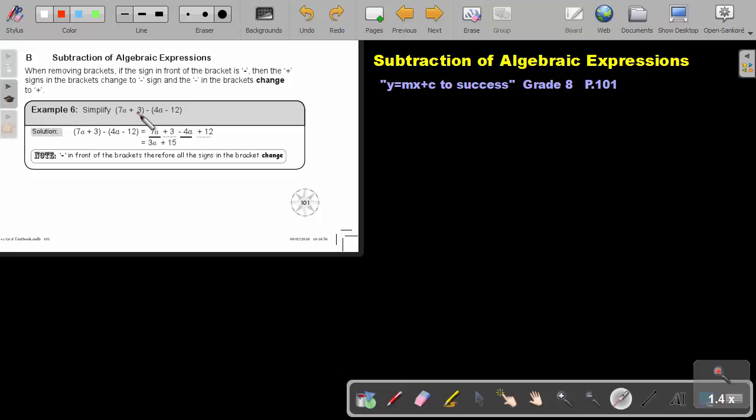Simplify 7a plus 3 minus, do you see that subtraction? Let me just highlight that. So basically, in this second bracket, all the signs must be changed. If there's no sign, it's positive, but it changed to a negative. This is a negative, but it changed into a positive. And now there are no more brackets, so I can collect the like terms. So first mark the like terms. 7a minus 4a will be 3a, and 3 plus 12 will be 15.